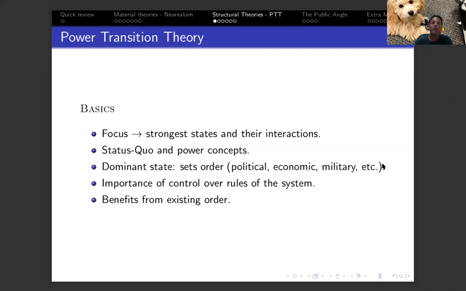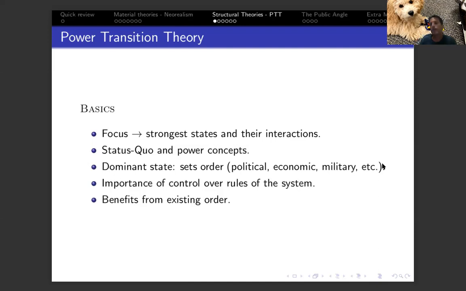Power transition theory defines a dominant state. The dominant state is the one that establishes the order, and the order is the rules that direct the interactions, in the sense of political, economic, military, diplomatic, all kinds of interaction between members of the system.